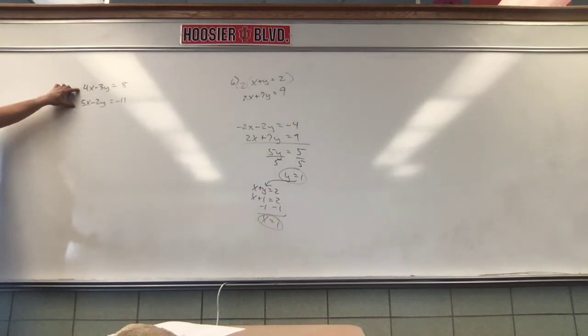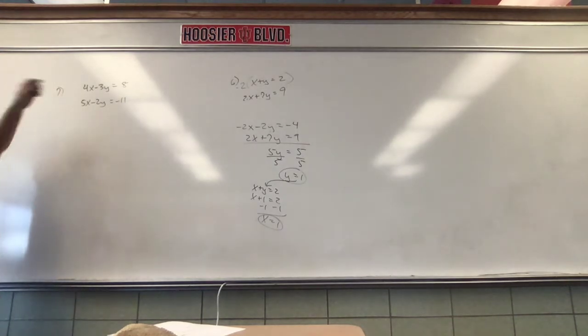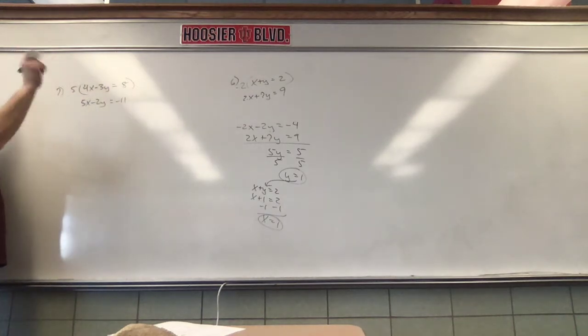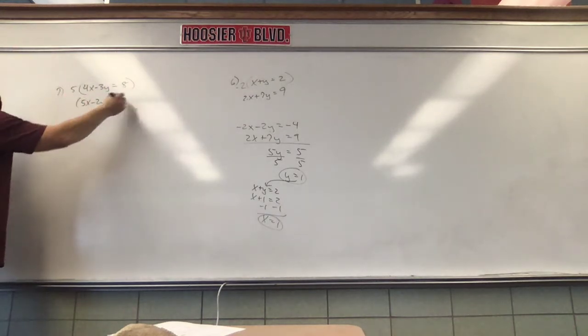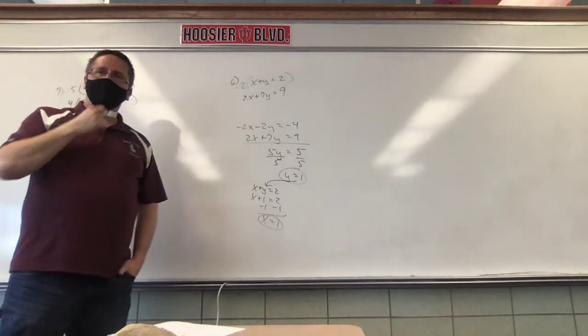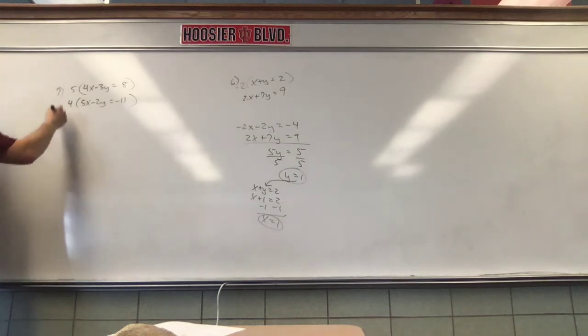So 4 and 5, we ask ourselves, what do 4 and 5 both go into? 20. How do you turn a 4 into a 20? Times by 5. Hold that thought. How do you make a 5 into a 20? 4. Now, if I do that, I'm going to get 20 and 20. Do I want 20 and 20? Negative. So what do I got to do? Make one of them a negative. Which one? It doesn't matter. I'm going to make the bottom one negative.